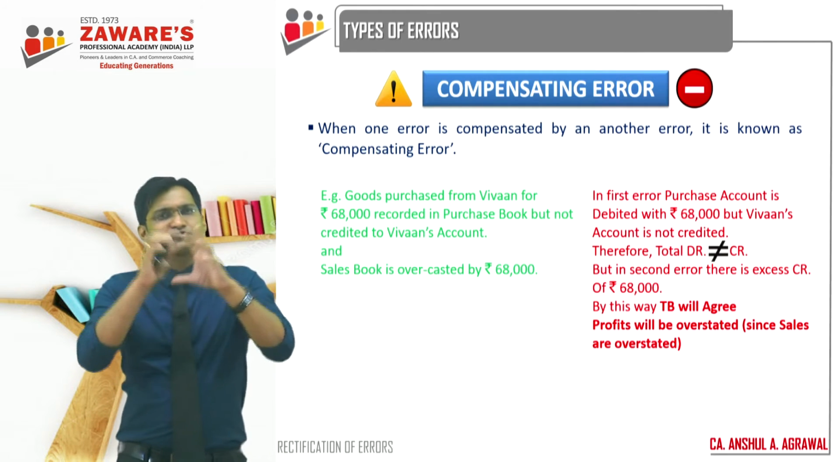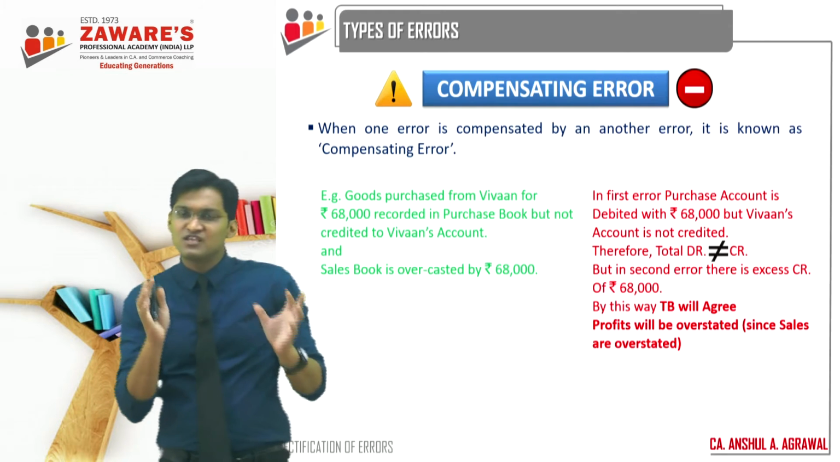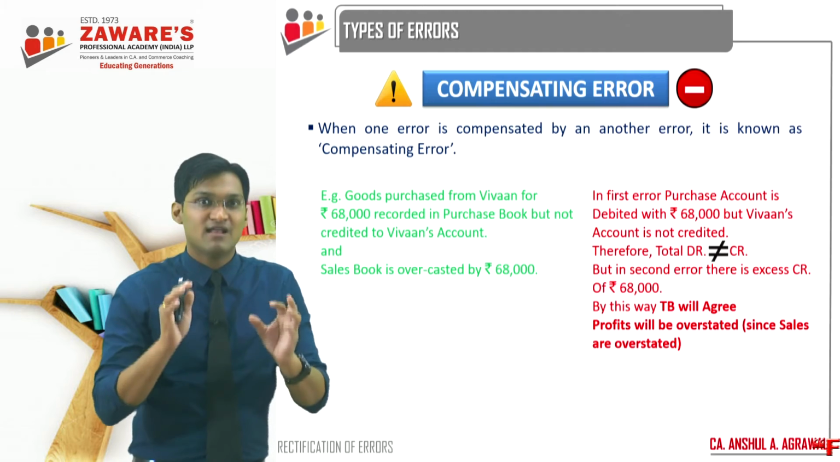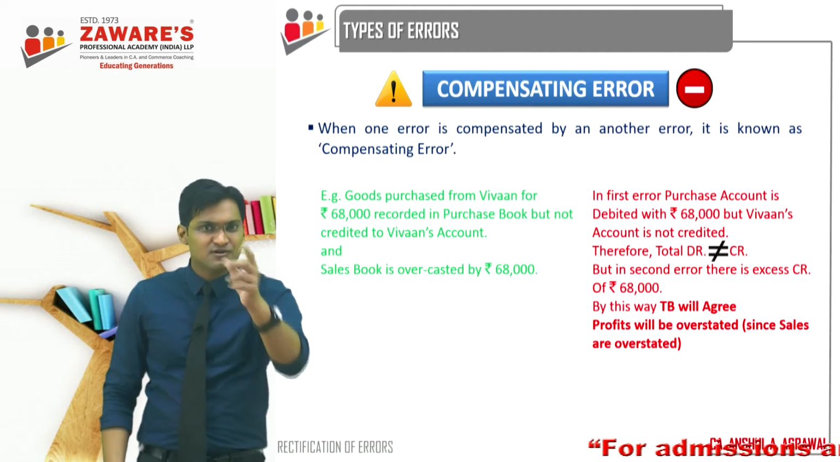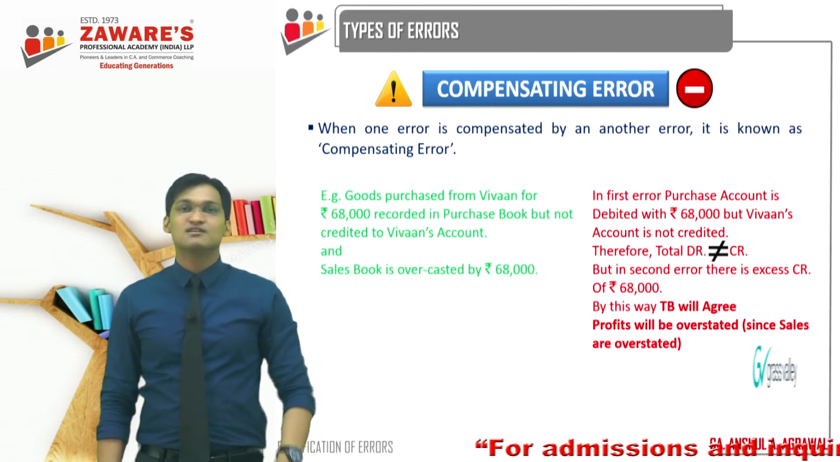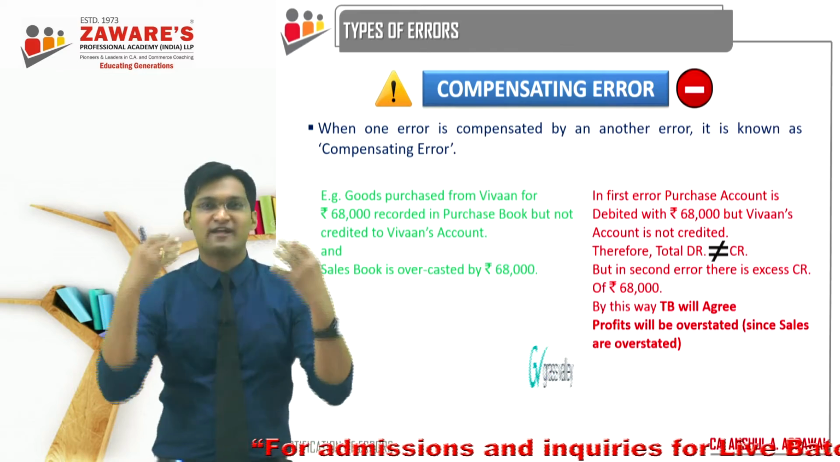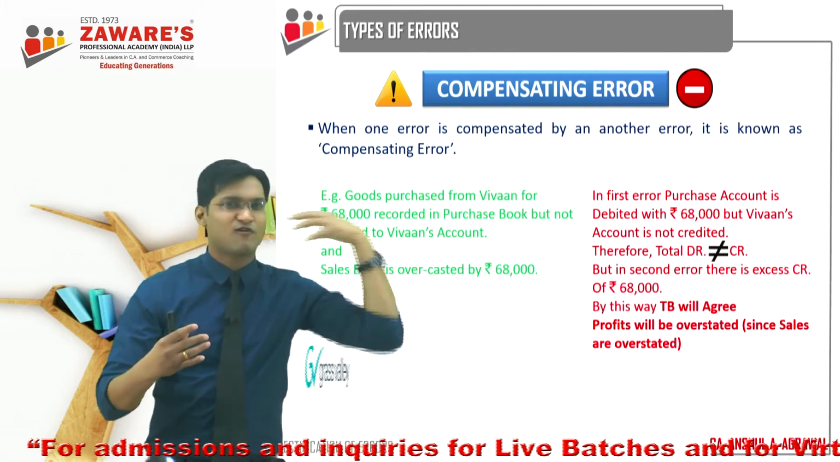So, based on the nature of error, we have to see what is going to be its effect on trial balance and profitability. First tell me, is it going to affect your trial balance? Answer is no. Why? You have compensated it. Your credit was falling short with the first error.